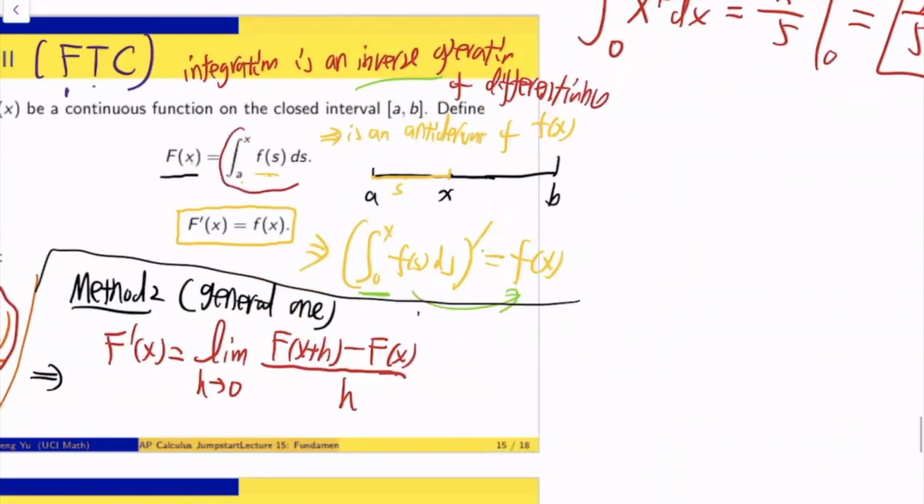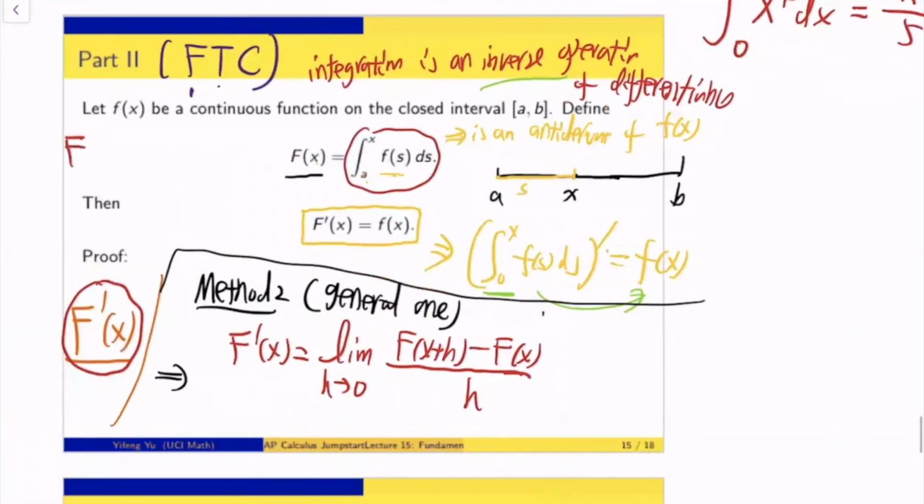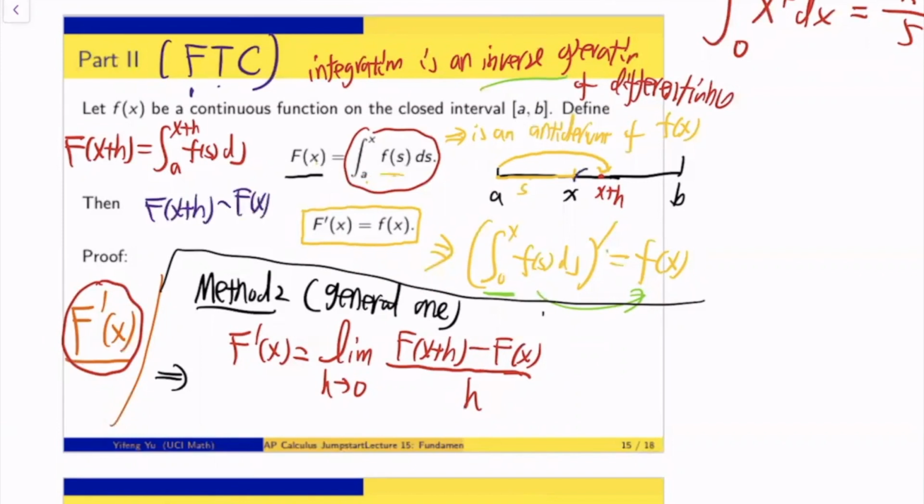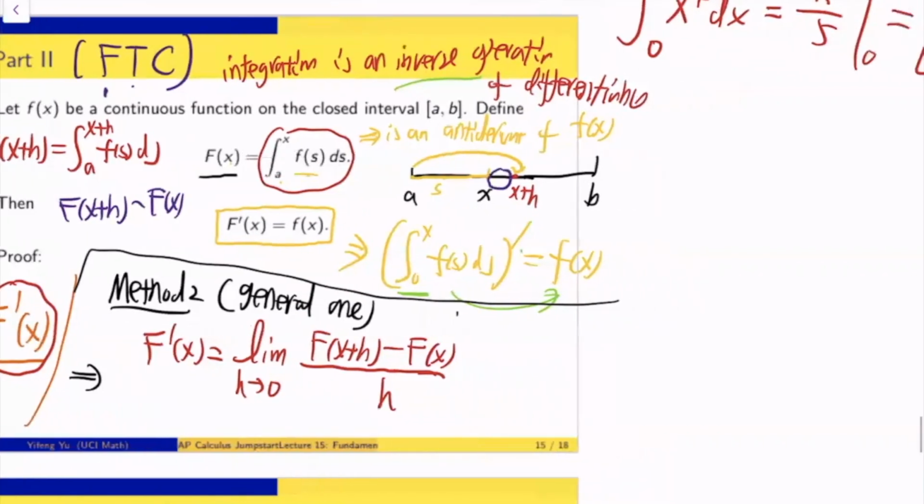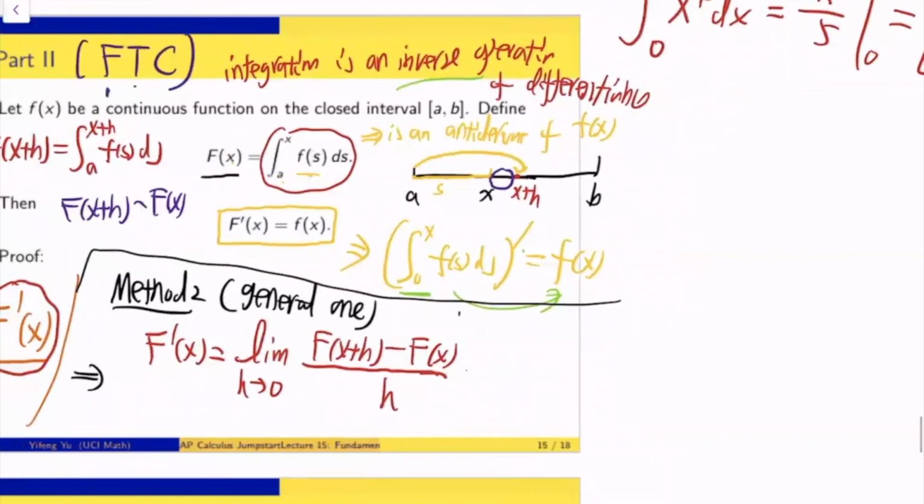of F(x), and see what F(x plus h) is. F(x plus h) will be the integration from a to x plus h of f(s) ds. And F(x) is the integration from a to x. So if you take the difference, F(x plus h) minus F(x), you just get the integration from x to x plus h of this part. So then I just get, this is the limit as h goes to 0.